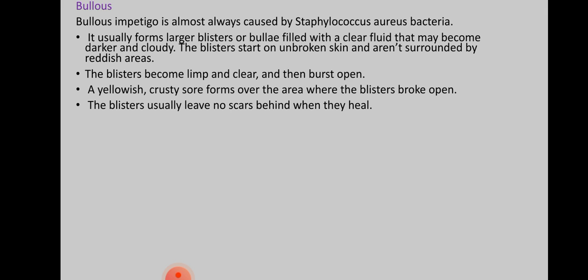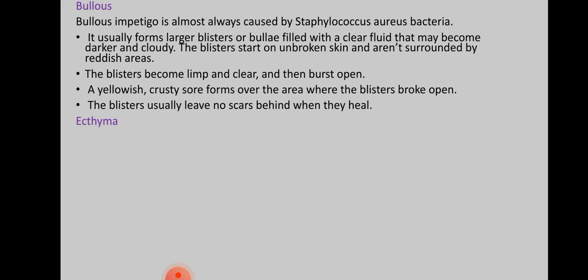The second type is the bullous. Bullous impetigo is almost always caused by Staphylococcus aureus bacteria. It usually forms larger blisters or bullae filled with a clear fluid that may become darker and cloudy. The blisters start on unbroken skin and aren't surrounded by reddish areas. The blister becomes limp and clear and then bursts open. A yellowish crusty sore forms over the area where the blister broke open, and the blisters usually leave no scar behind when they heal.